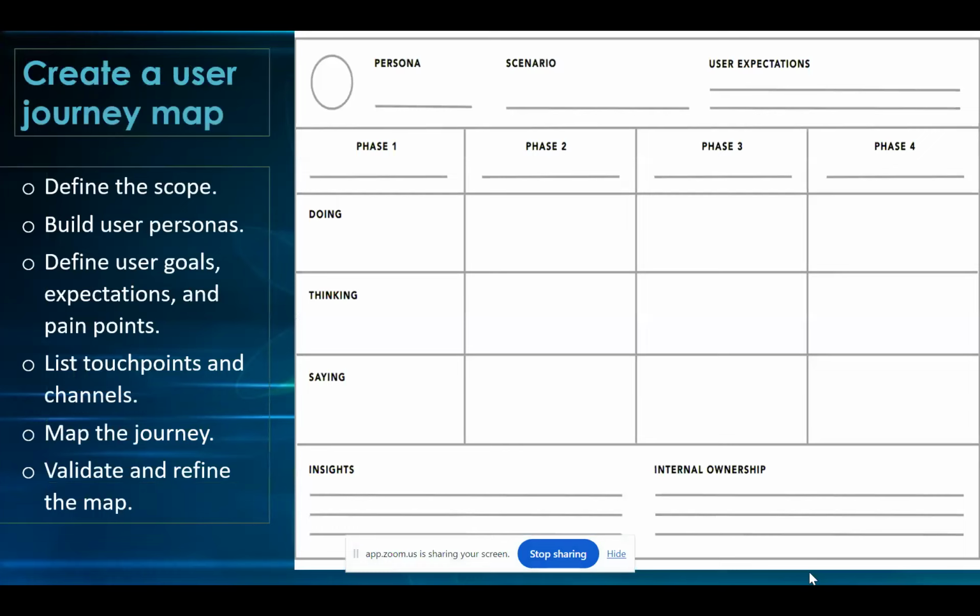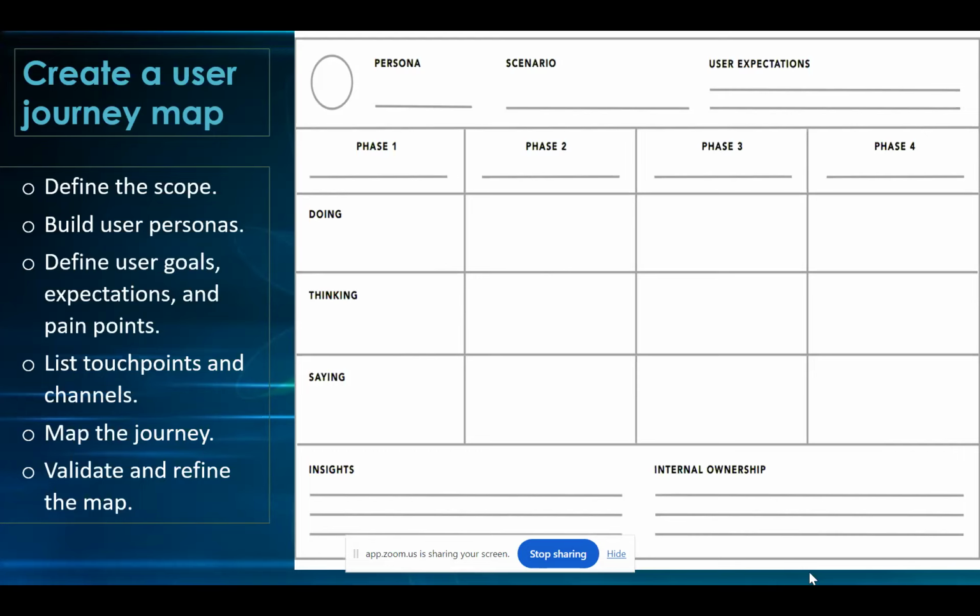Okay, so this is a very typical, very, very simple user journey map. There are loads of different ways to do it. People even use post-its to do it. But at the end of the day, you need to have a persona, you need to have a scenario, you need to have what the user expectations are, you need to have your different touch points, the different phases, you need to have what the user is doing, thinking, saying. What insights can you get from it? So from the interactions, what insights can you get as an organization? It's just like, what opportunities can you get? Or if we change this, this would be the result, and we can meet this particular business need. And then internal ownership, like I talked about.